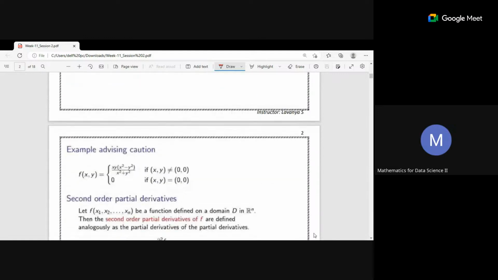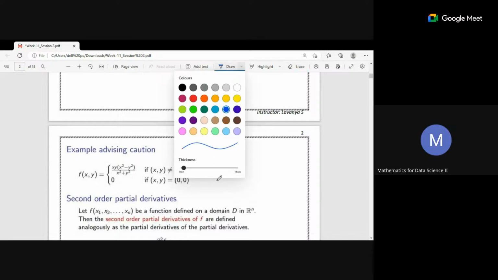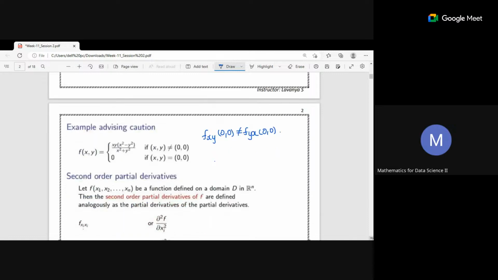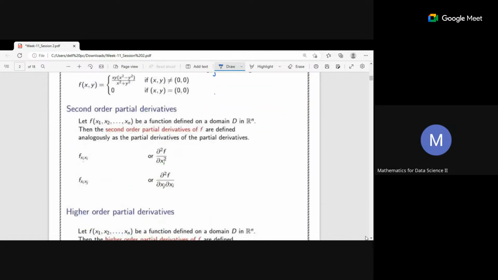So here is an example we saw. For this example, we saw that fxy, the mixed partial derivative at the point 0 comma 0, is not equal to fyx at the point 0 comma 0. Okay, fine. Now second order partial derivatives for functions of n variables.